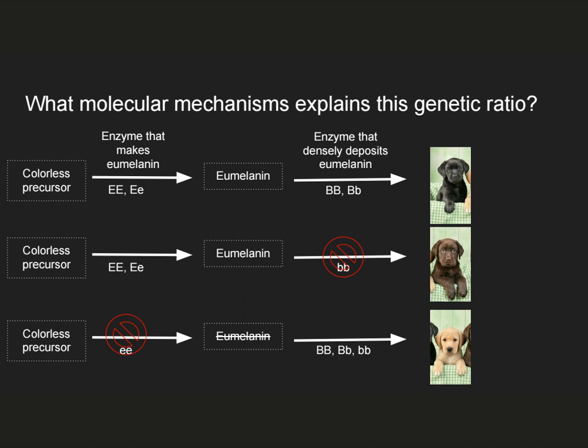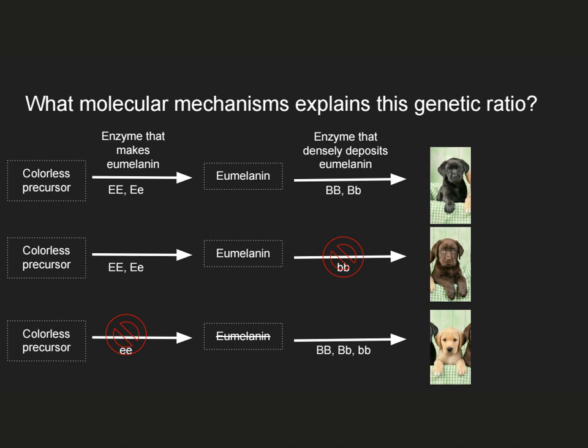So what molecular mechanism could explain this genetic ratio? Well, now instead of thinking about 2 gene products that contribute to one color, like we saw before, let's think of it as a pathway. So we can think that there's some colorless precursor molecule, and then there's enzyme E that I've designated by the E gene that makes this dark pigment called eumelanin. And now there's another gene product that encodes an enzyme that's going to densely deposit that black pigment.